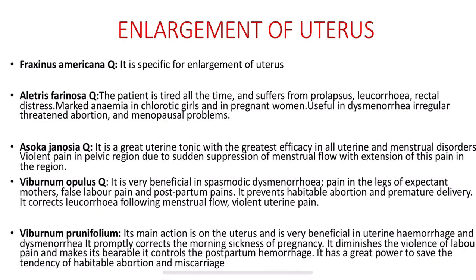It prevents habitual abortion, for the mother who is undergoing subsequent abortions, and premature delivery of the baby. It corrects the leukorrhea following the menstrual flow, and is also used in violent uterine pains. Viburnum opulus. Next we have Viburnum prunifolium. Viburnum prunifolium has its action on the uterus. It is very beneficial in uterine hemorrhages and in dysmenorrhea.